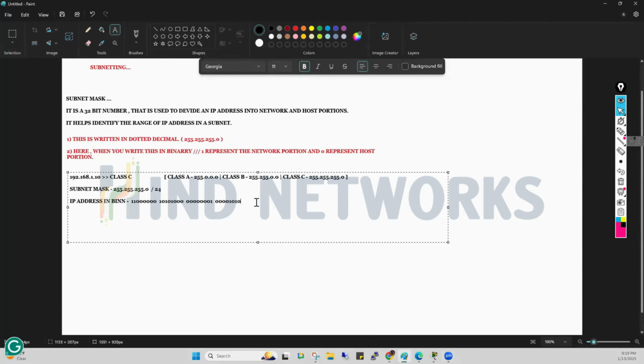Okay. So this is the way we can write an IP address in binary. Now come to the subnet mask. How can you write the subnet mask in binary, guys? There is 255, 255, 255.